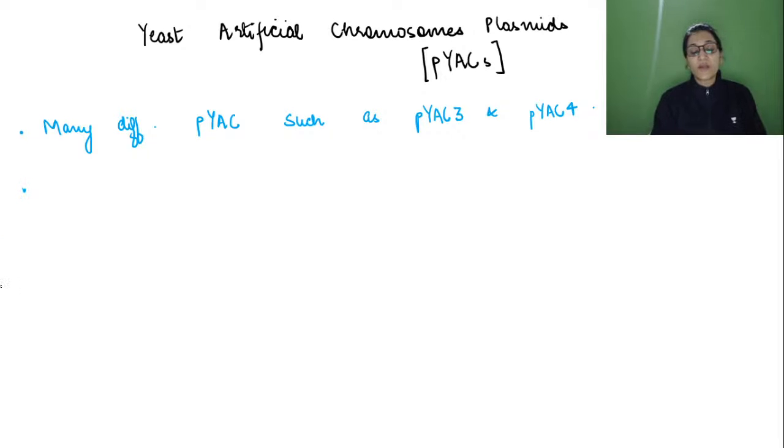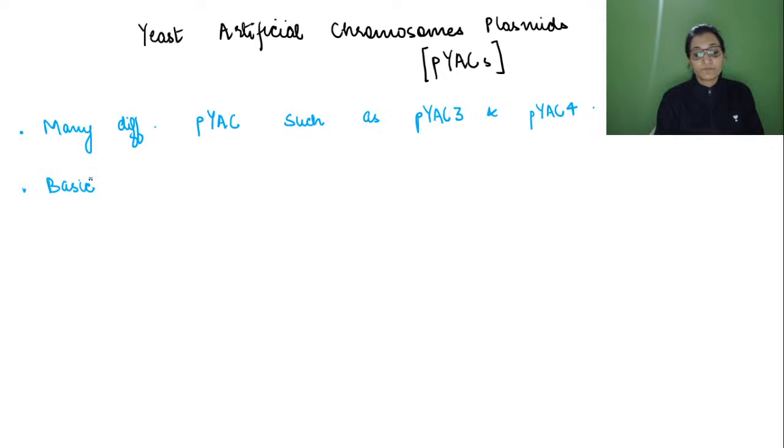Then the basic structural features of yeast artificial chromosomes were developed from the yeast chromosome shuttle plasmid series. They are composed of double-stranded DNA. Then they include the autonomous replicating sequence of yeast, right?